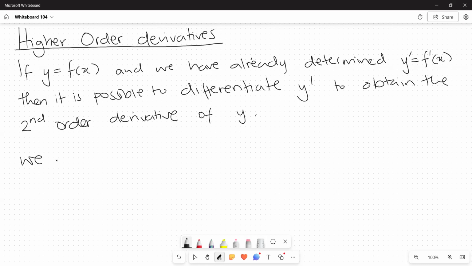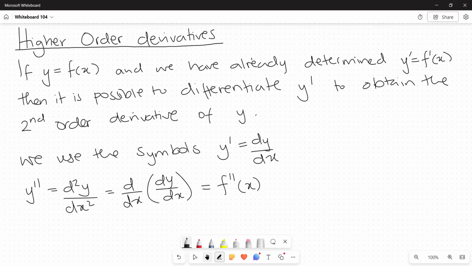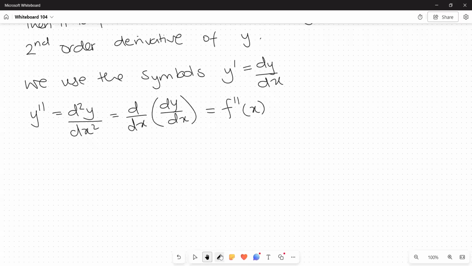Okay, and use the following symbols. Say y prime, this is dy dx. Y double prime, this is d2y dx2. And this just means you differentiate with respect to x for the first derivative. Okay, and this of course is also written as f double prime of x.